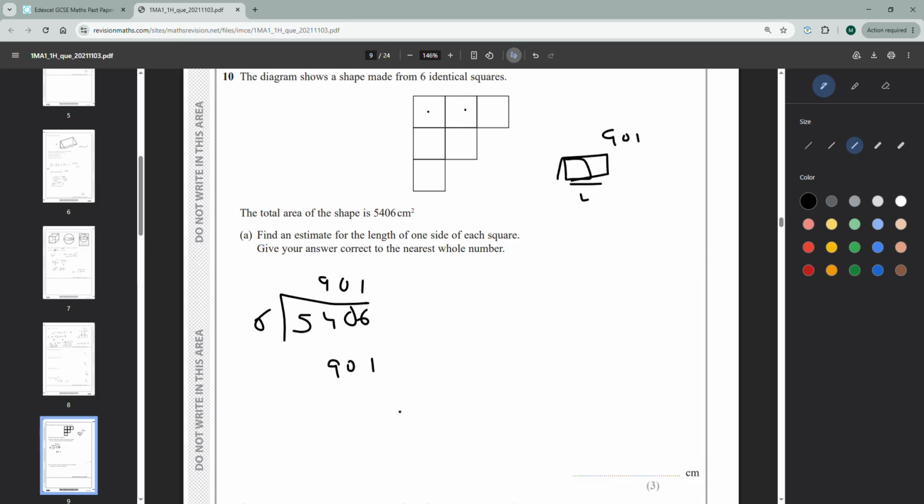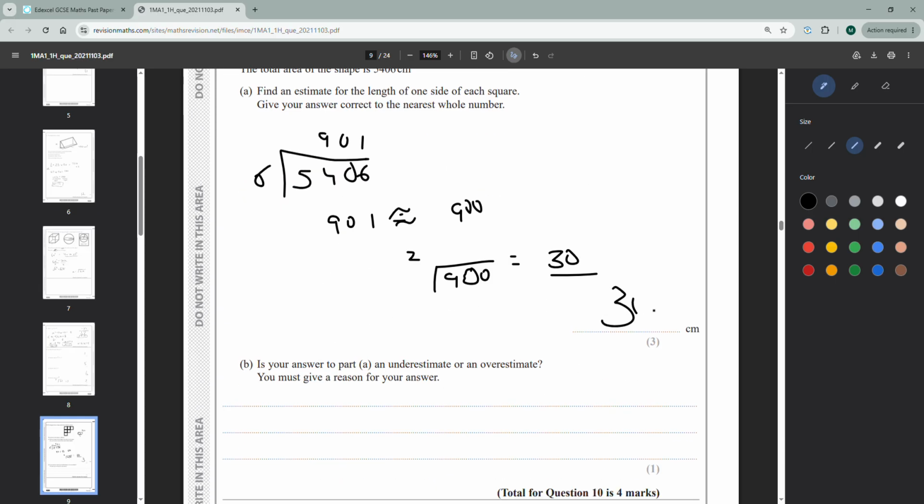To find out the length, let's make it 900 to make an estimate. I think we're gonna square root it because we're finding out the length. When we have the area of something, to find the length of it, we square root it. Okay, guys, everyone wants to learn here. So this gives us 30. Wow, that was not even that hard.